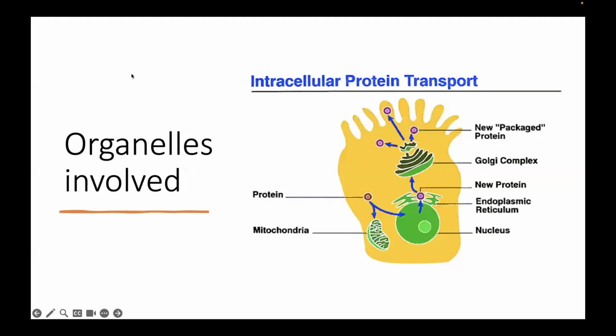So number one, we have the Golgi apparatus. We have the endoplasmic reticulum. We have the mitochondria. And we have the nucleus. So kindly repeat this to yourself right now. What are the organelles involved in intracellular protein transport? We have the endoplasmic reticulum, we have the nucleus, we have the mitochondria, and we have the Golgi complex or the Golgi apparatus.